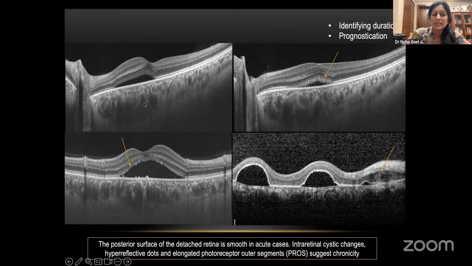So here you can see this is an acute CSC. Now, if you compare with this, here you see the shaggy photoreceptors or the elongated photoreceptor outer segments, which suggest chronicity, as do these hyperreflective dots in the subretinal fluid or cystoid changes, whereas otherwise it appears like acute CSC. You don't see the RPE changes or the photoreceptor loss, but these are the signs which give the subtle hints that you are dealing with the chronic CSC.